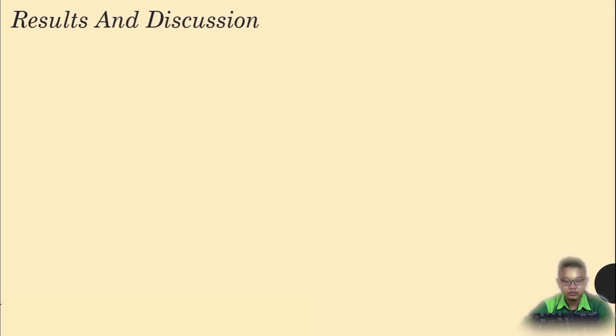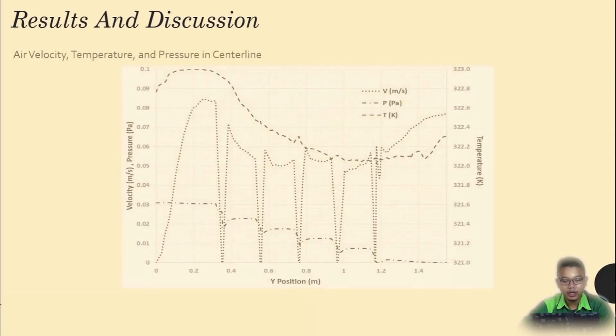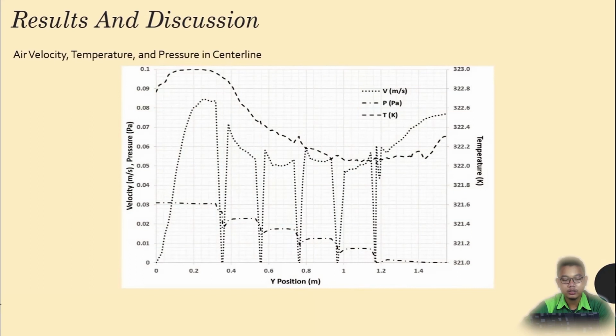Based on the figure, the optimum tray position could be known. In tray number 1, the maximum air temperature was 322.6 Kelvin. It was tray number 1 because of the position near the inlet section. Based on the figure, the air pressure inside the drying cabinet decreased slowly from 0.03 Pascal to 0. It was because of the open system of the drying cabinet. When air touched the tray, the same as with velocity, air pressure would decrease.